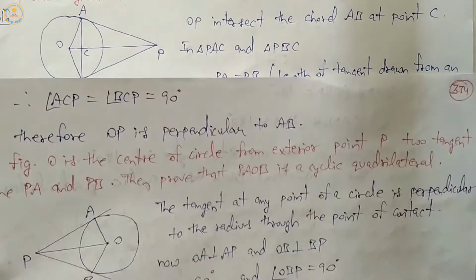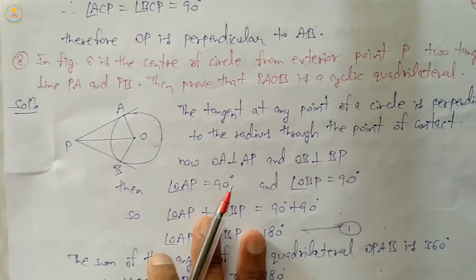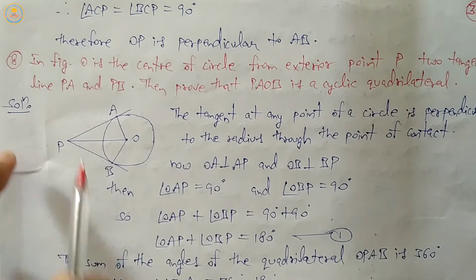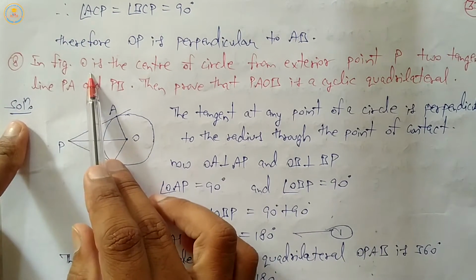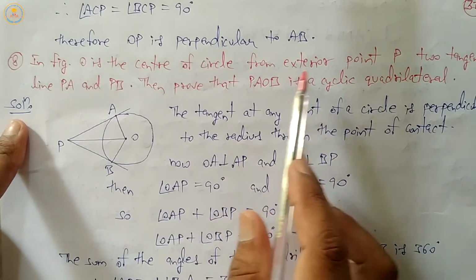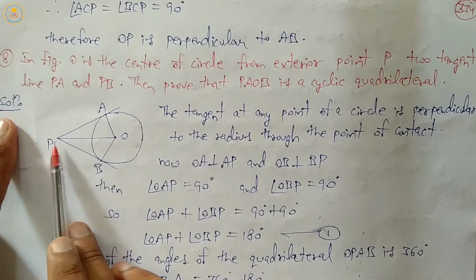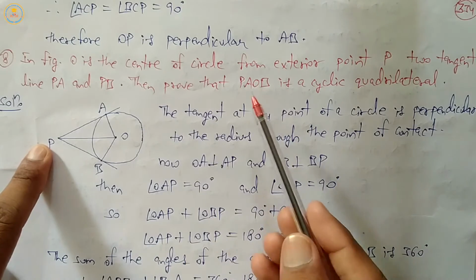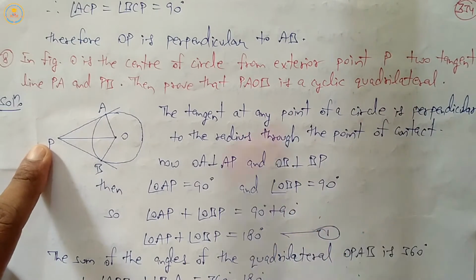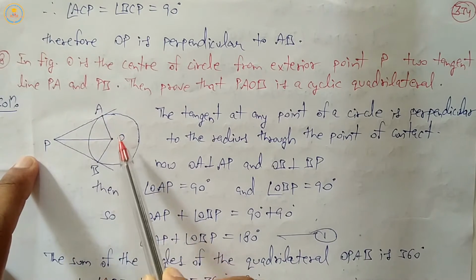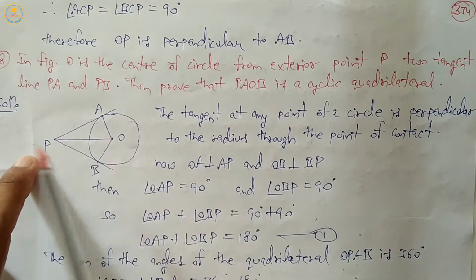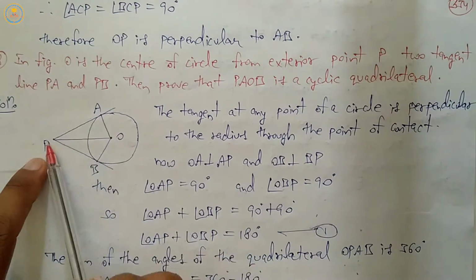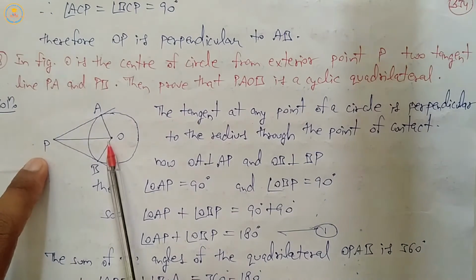Now, next, question number 8, which is similar to 7. If in the figure O is the center of the circle and from exterior point P the tangent lines PA and PB are drawn, then prove that PAOB is a cyclic quadrilateral. According to the question, P is an external point, and PA and PB are tangents. Now join P to O.